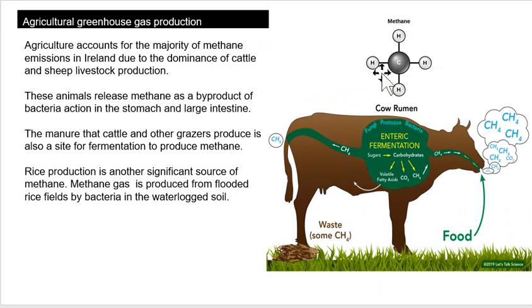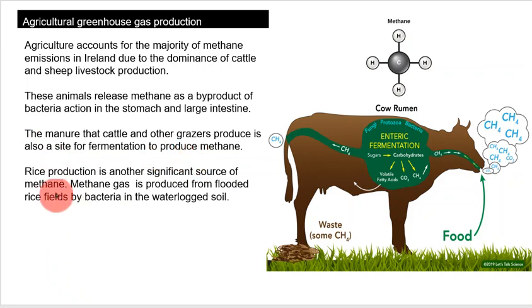So if we take agriculture then, as we've seen in the pie chart previously, there's an awful lot of greenhouse gases produced through the process of agriculture. Agriculture accounts for the majority of methane emissions in Ireland due to the dominance of cattle and sheep livestock in the agricultural setup that we have here in Ireland. These animals release methane as a byproduct of bacterial action in their stomachs and large intestines. The manure that cattle and other grazers produce is also a site of fermentation, which also produces methane.